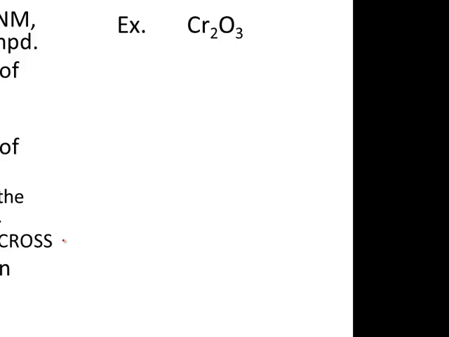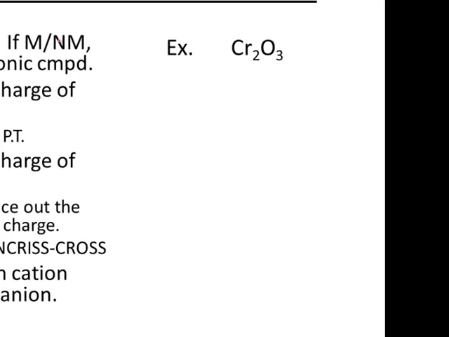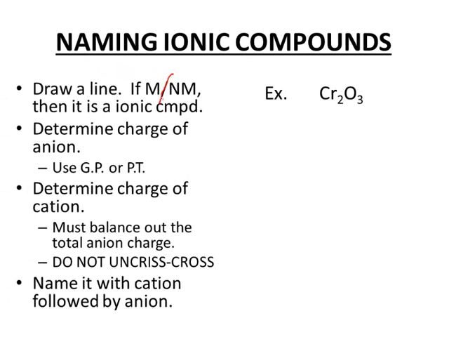Going the opposite way now, naming of an ionic compound. For the naming of an ionic compound, again, we're always going to start by drawing a line. Anytime we have a question on naming or writing a formula, we're going to draw a line between the beginning element and the end. If we have a metal and a non-metal, left of the stair-step line, right of the stair-step line, we know it's an ionic compound. Our first part is we need to determine the charge of the anion. So you can use your gold packet or your periodic table to figure out the charge of that non-metal, the anion part. Then determine the charge of the cation.